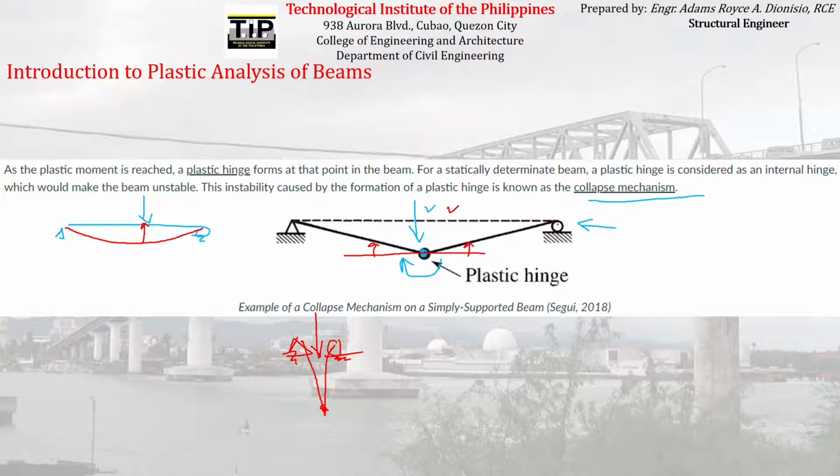Kasi dito puwede pa rin siya mag-rotate, eh, kasi roller lang naman yan pati dito, eh. So, free to rotate siya diyan ta's magdagdag ka pa ng hinge dito. So, wala na talagang rotate-rotate na yung mga yan. So, that's actually a collapse mechanism or a failure na ayaw nating maramdaman ng beam natin. That's why we are designing our beam in such a way that it will not experience plastic hinges. Hindi siya magfo-form ng plastic hinges, hindi siya makakaramdam ng plastic moment. Okay?